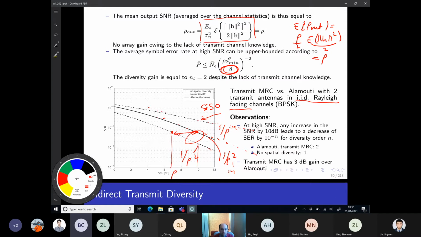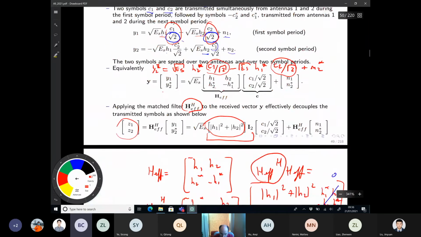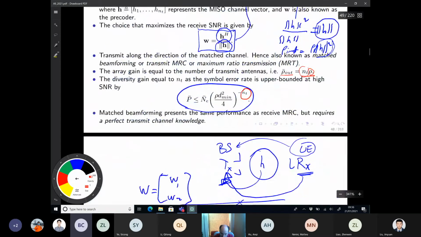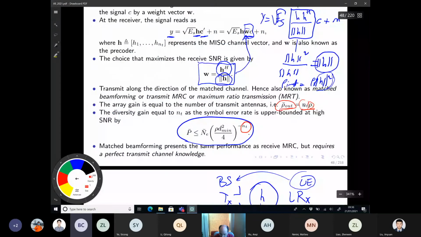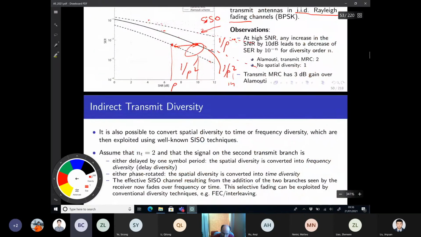You have a 3 dB gap that comes from the fact that here your average output SNR is just equal to your single branch SNR, but in the maximum ratio transmission, we had our average output SNR actually 2 times rho. So in the log domain, you're going to have actually a 3 dB gain. Okay, so this is a very useful, very practical scheme.